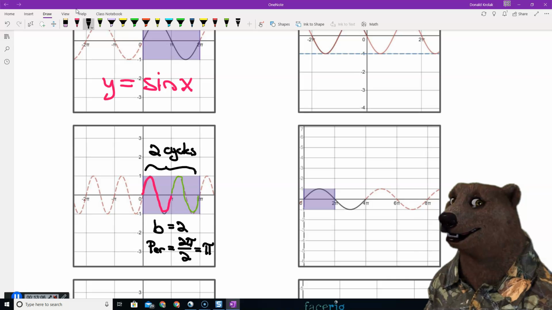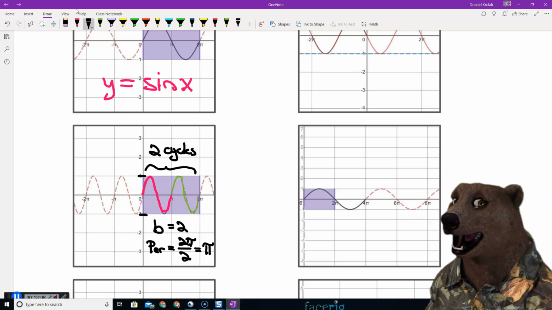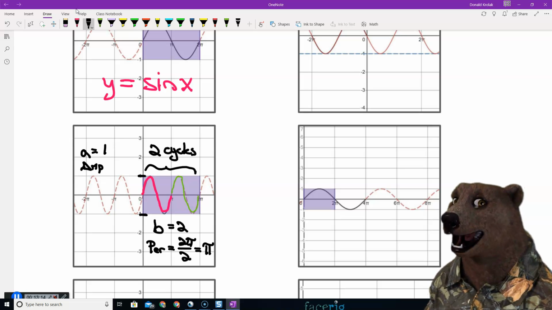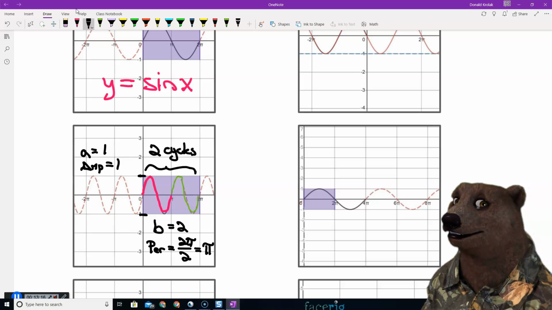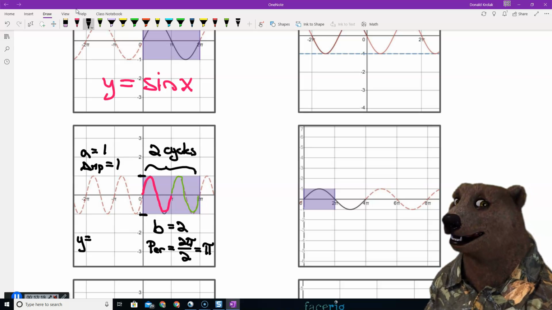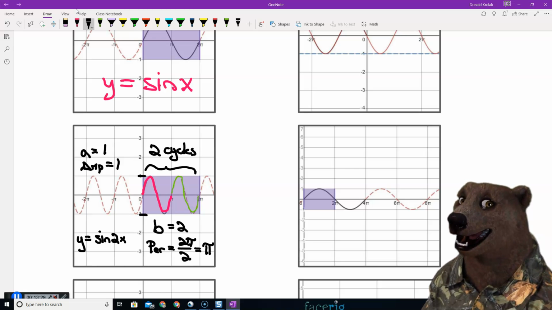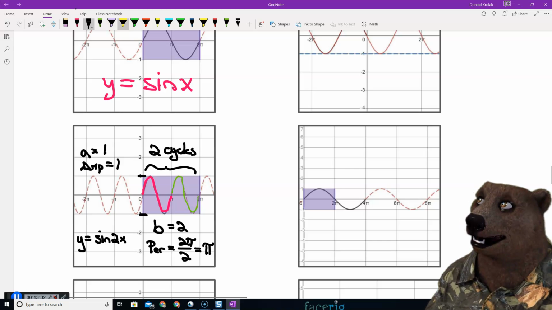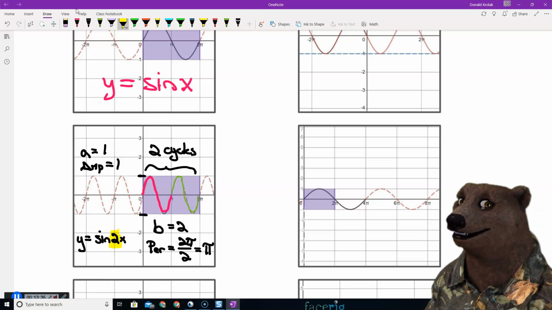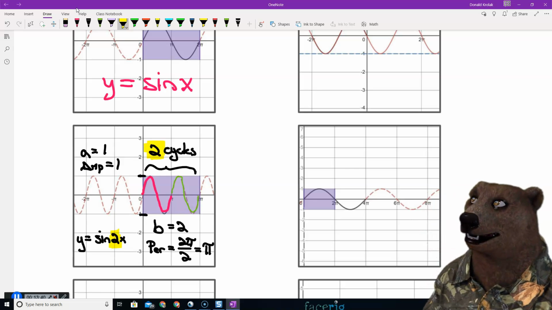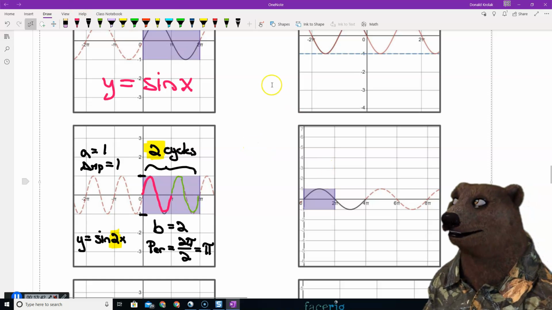All right, the amplitude is 1. So A is 1, so my amplitude is 1. So if I was going to write this equation, it would be y equals A, which is 1. This is a sine curve. B now is 2. So I'd write 2x. Okay, so this number right here, this B, is how many cycles you see between 0 and 2 pi.